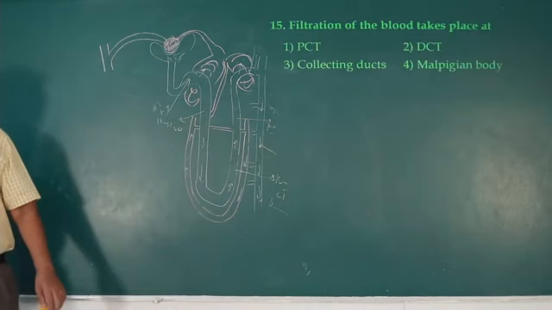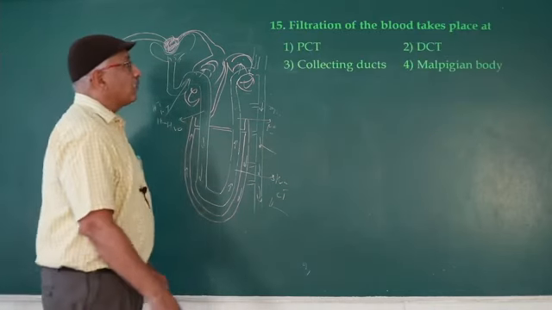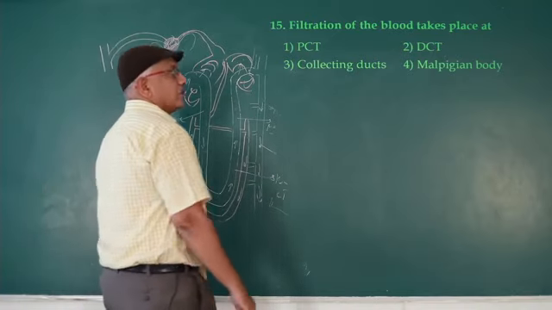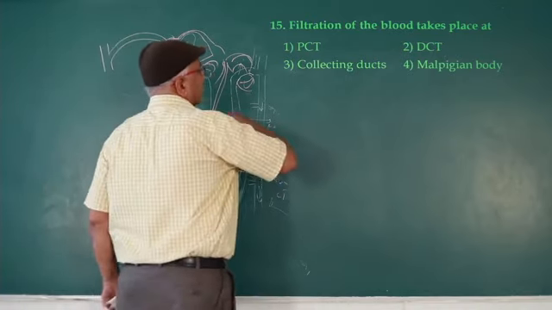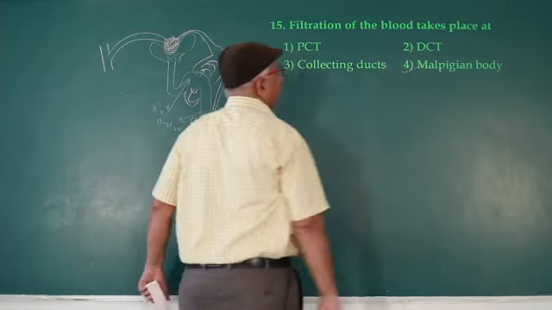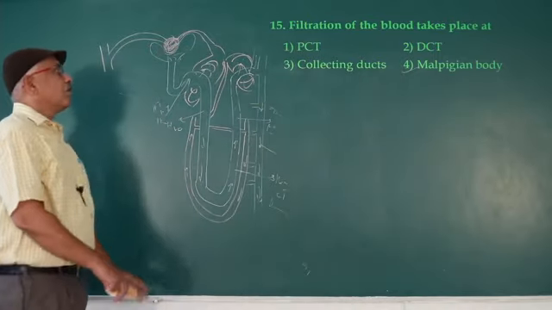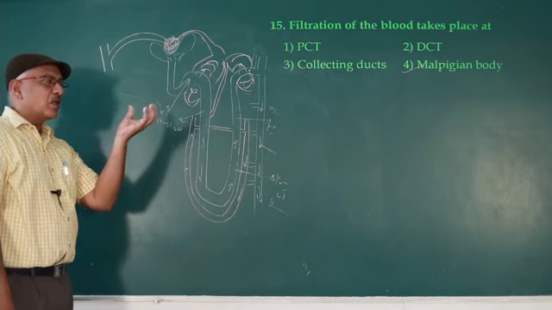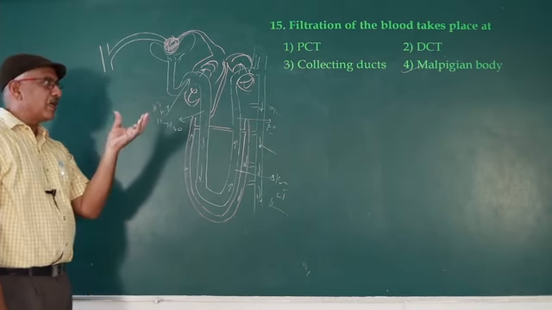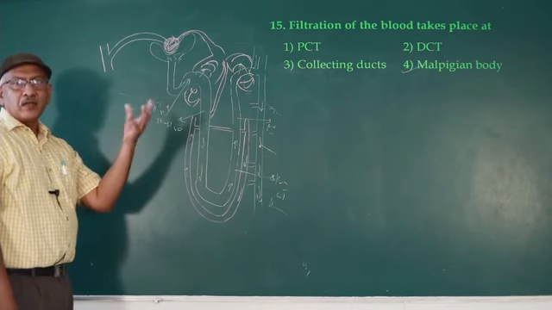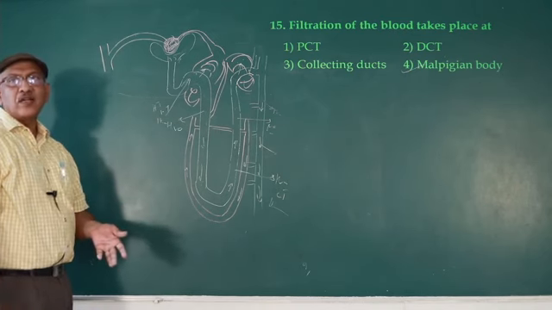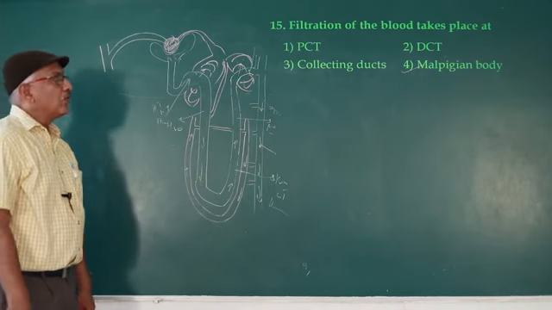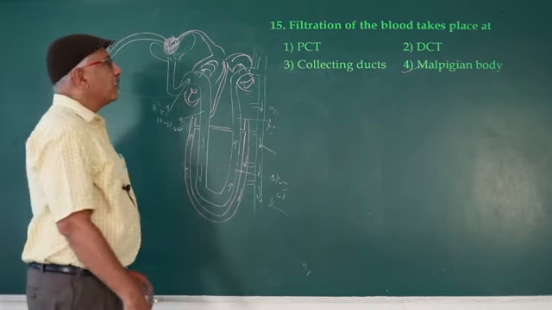So next question, filtration of the blood takes place at the Malpighian body. Malpighian body contains glomerulus and Bowman capsule. Glomerulus contains blood. Blood is filtered, so micromolecular substances enter into the lumen of Bowman capsule, that is primary urine. So filtration takes place in the Malpighian body.